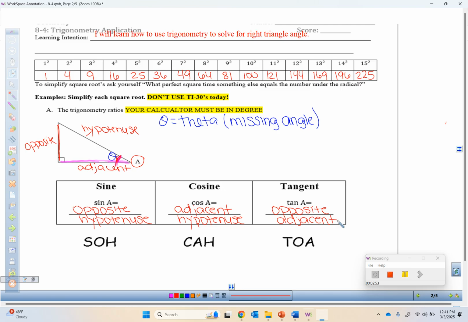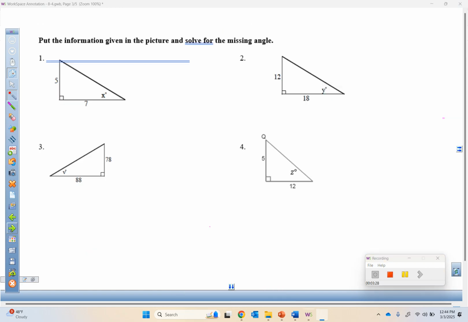Okay, and then last time we learned some little acronyms to help. We learned SOHCAHTOA. Okay, and it stood for sine, which is opposite over hypotenuse. And the CA is cosine, which is adjacent over hypotenuse. Okay, and the TOA is tangent, which is opposite over adjacent. Okay, moving on. Okay, so we're going to take that and put it to work here.